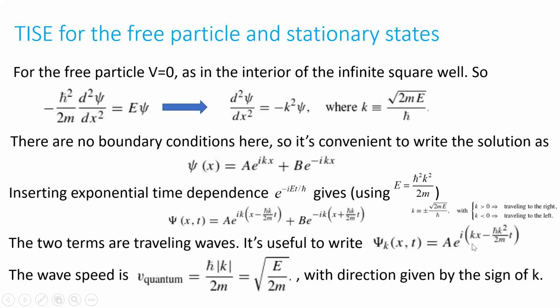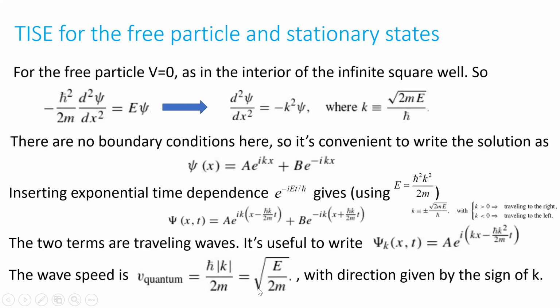Okay, so what about the wave speed? We said it's a traveling wave. Well, to get the wave speed, we divide the coefficient of t by the coefficient of x. That gives the wave speed. And here, the wave velocity would be h bar k squared over 2m over k, or h bar k over 2m. The wave speed would just be h bar, since k can be positive or negative, absolute value of k over 2m.